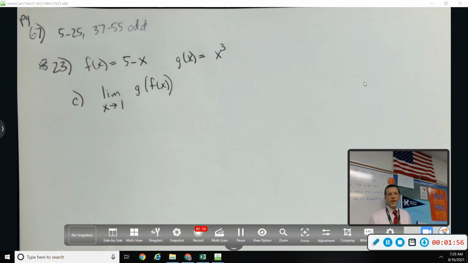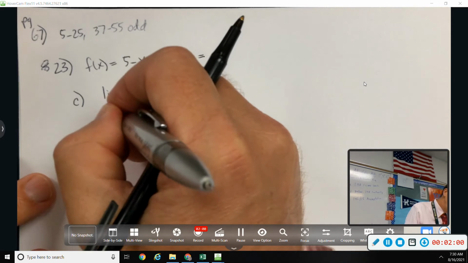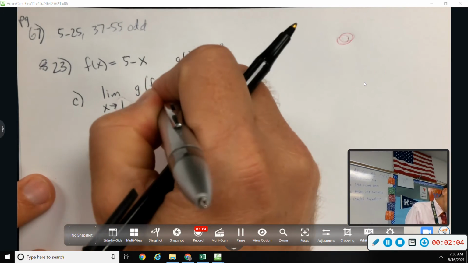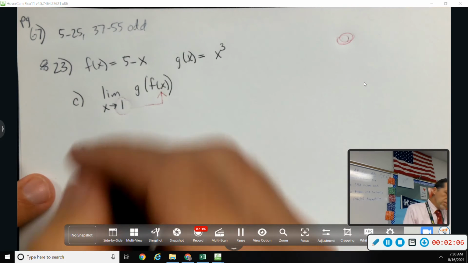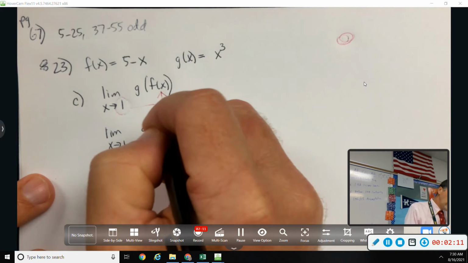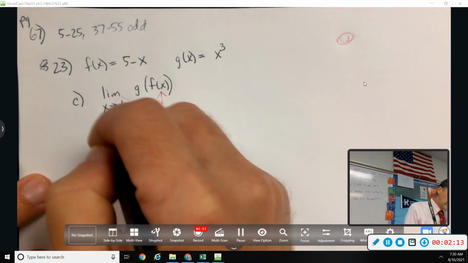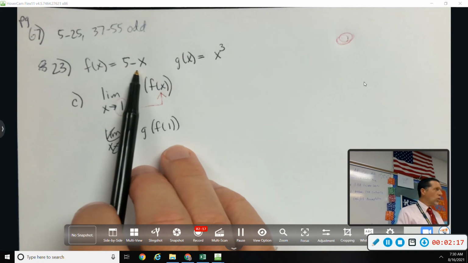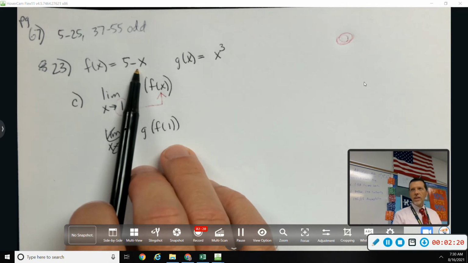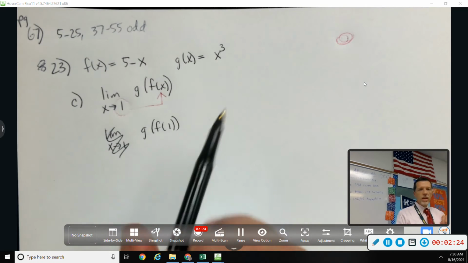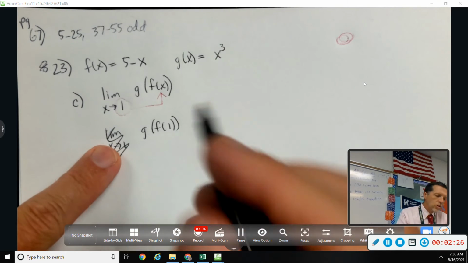And you're right, we haven't done that in a while. So let's plug in 1. So that would be the limit as x approaches 1 of g of f of 1. Actually, not limit, because we're just going to plug it in and see if this works. Because 5 minus x is normal, there's nothing crazy about that. There's no holes, jumps, whatever. X cubed, same thing. So we should be able to use substitution on this.